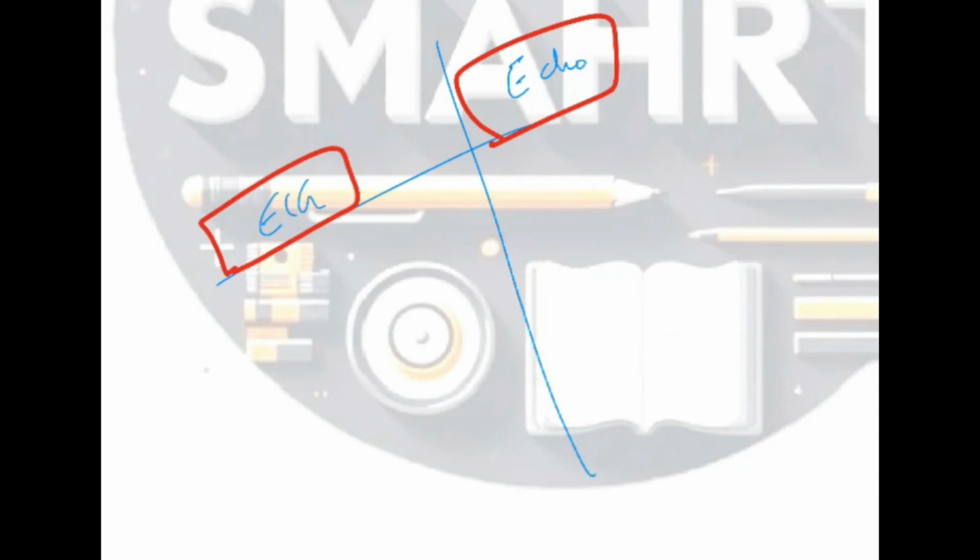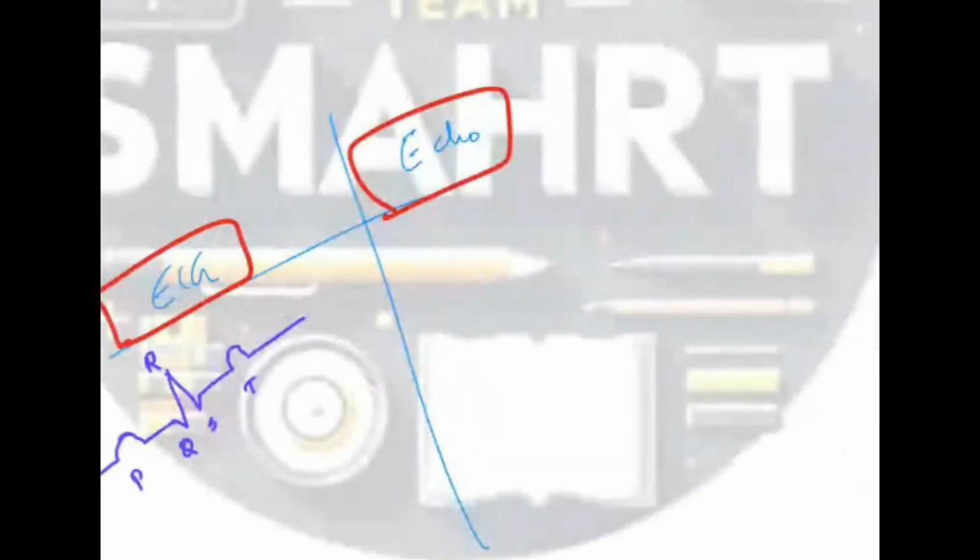ECG is a 2D representation of electrical activities in the heart. The electrical activities in the heart include atrial depolarization, the P wave, ventricular depolarization, the QRS complex, and ventricular repolarization, the T wave. So this is ECG.